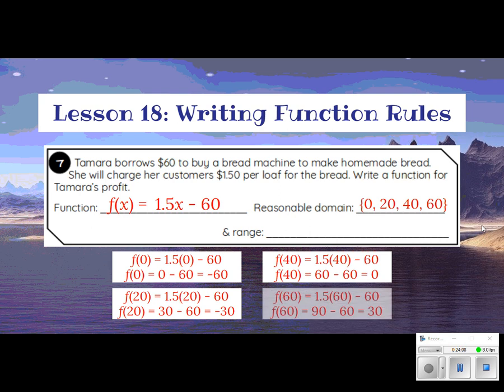And then at 60 loaves of bread, she will make $30. And then everything after that is pure profit because she's already paid off her bread machine, assuming she doesn't have any other expenses. All right, so her range is negative 60, negative 30, 0, and 30. Remember, order matters here, and I'm going to be looking for that.